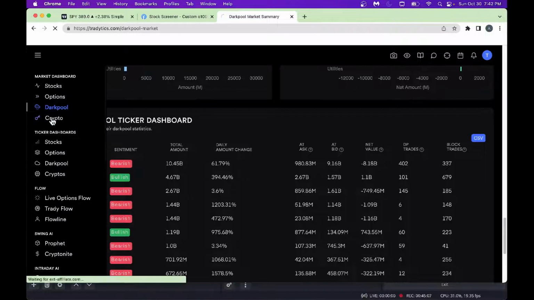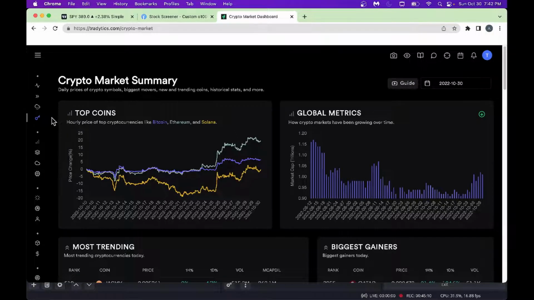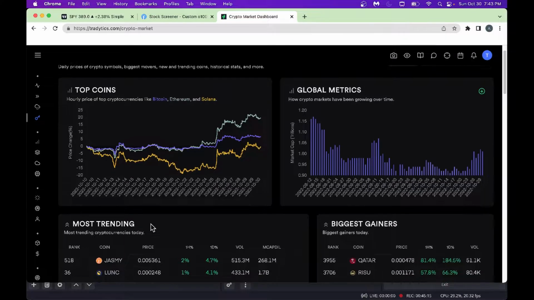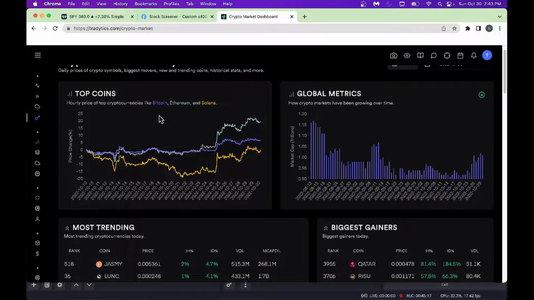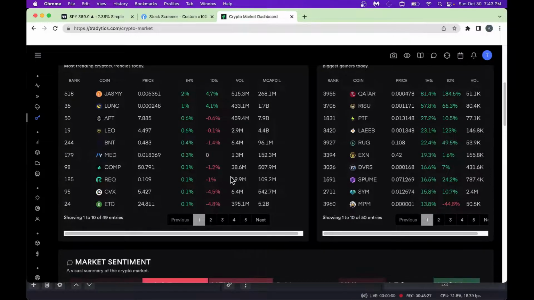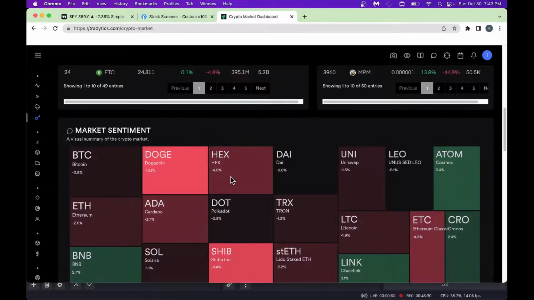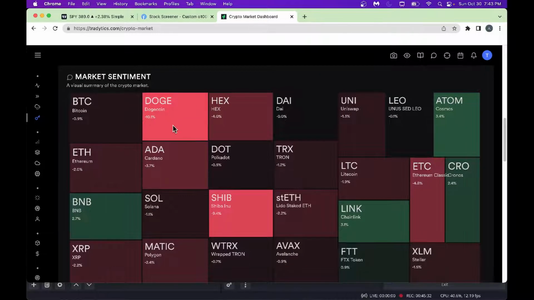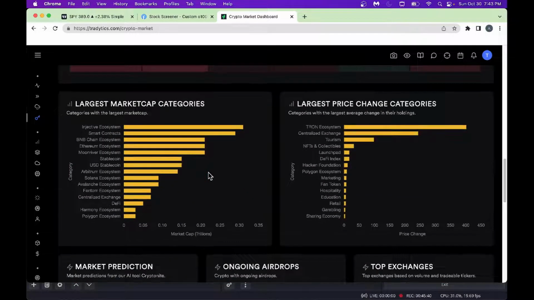If you're into crypto, you could get some good dashboards about the crypto. I will not go into the crypto in detail, but you can see here what's going on. There is Bitcoin right here, the purple Ethereum and Solana. You could take a look at this and play along. You could look at biggest gainers, losers, sentiment. Look, Dogecoin is down, now with Elon Musk in charge of Twitter. It's going higher. You get the idea, and you get market cap categories here.